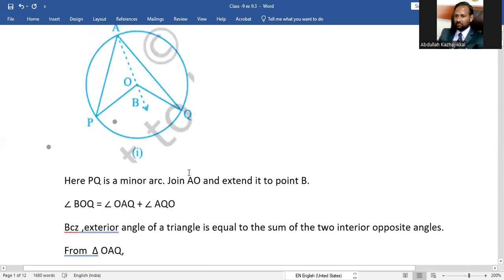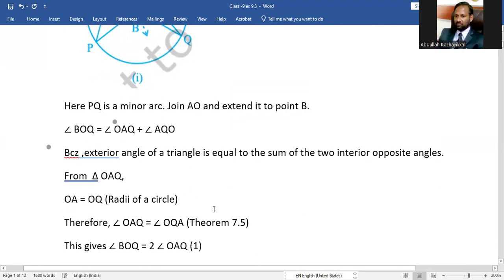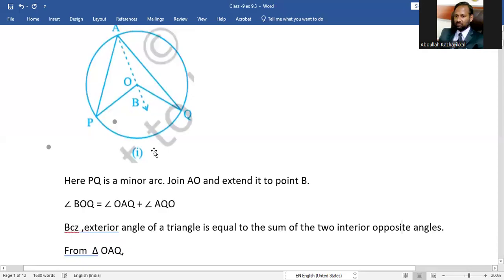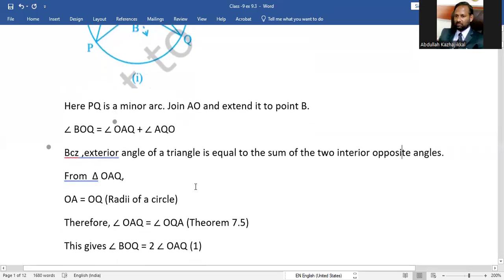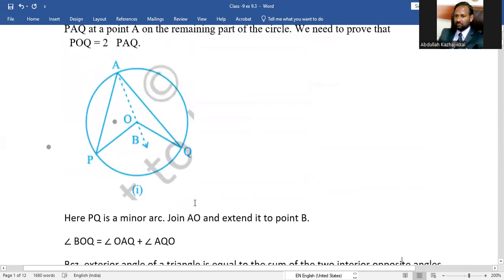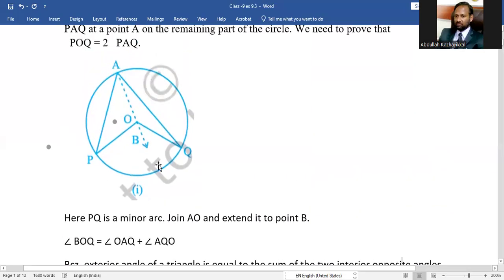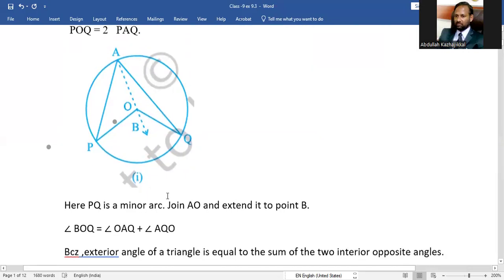So OAQ is equal to OQA. Therefore, this gives angle BOQ is equal to 2 times OAQ, by the exterior angle property.